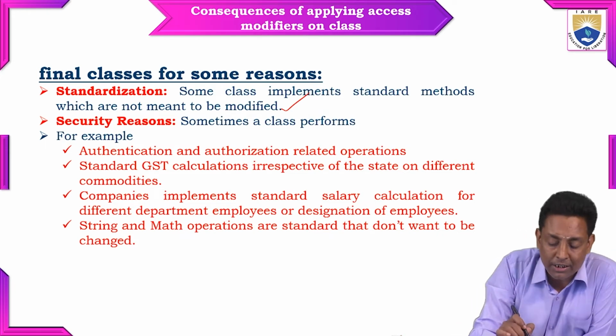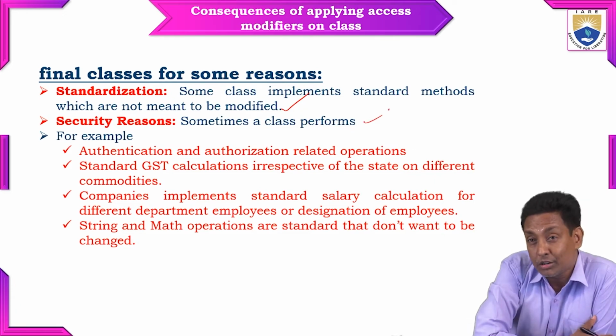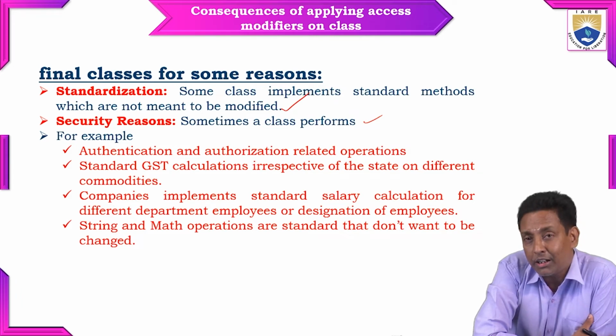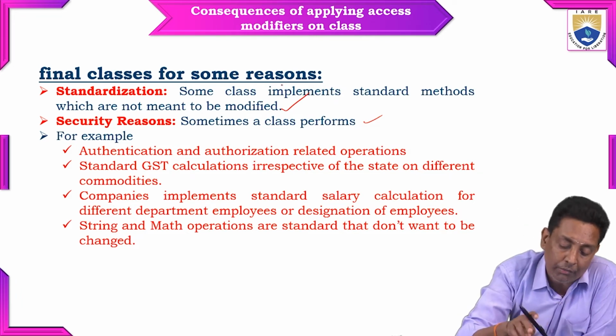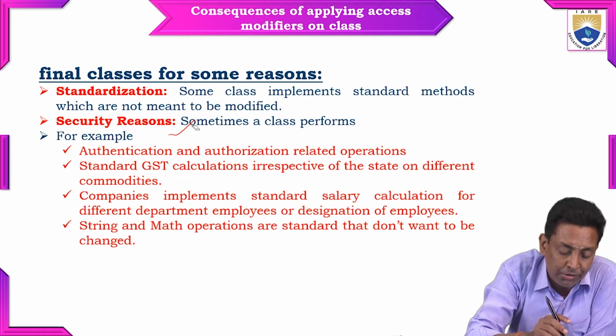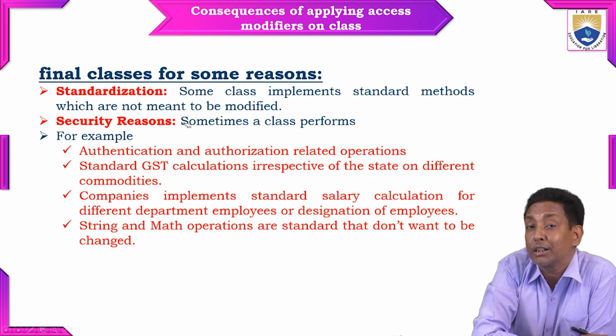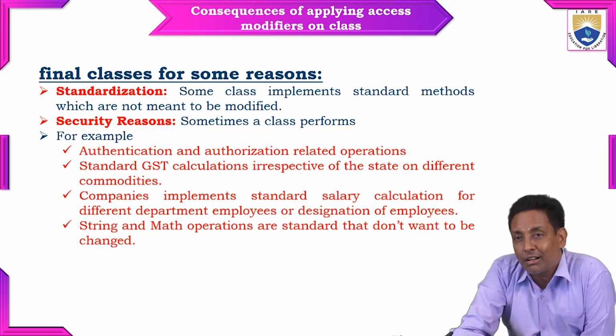And the second purpose is, sometimes a class is declared as final because a final class says I cannot be inherited and my methods cannot be rewritten in subclasses. Why? Because sometimes we write a class for security reasons, with method implementations which belong to authentication and authorization related operations.